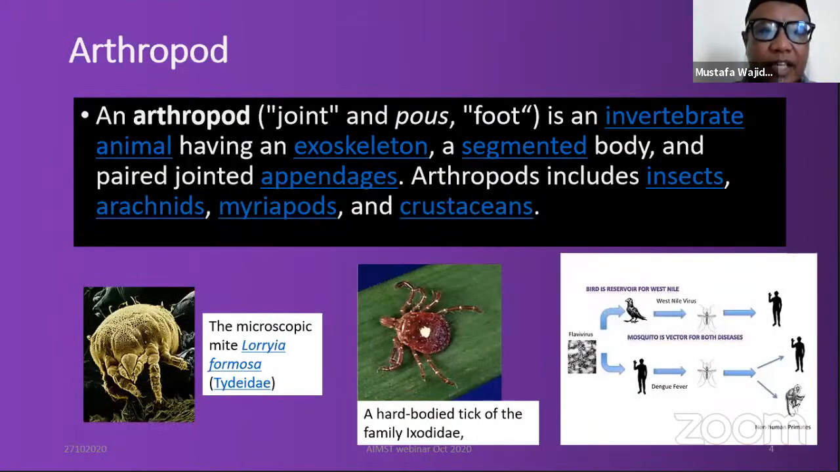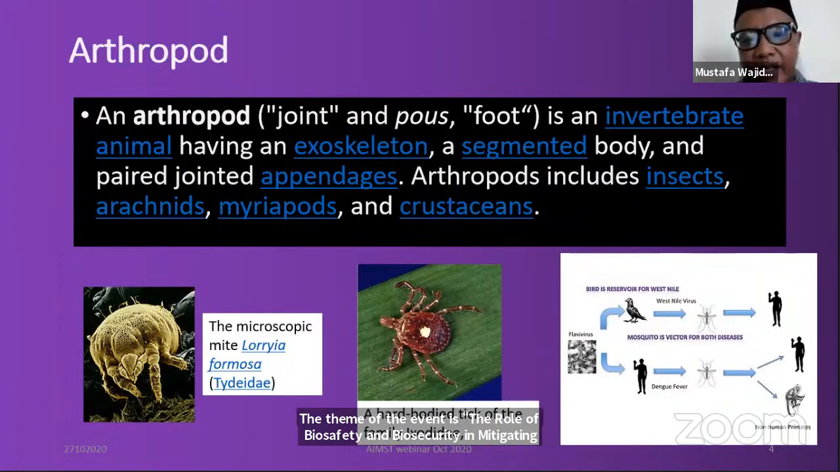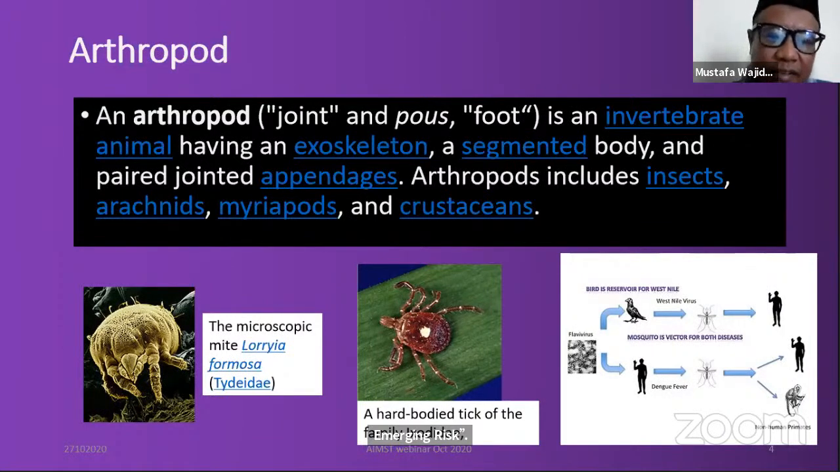Just to define arthropods for those of you who are not so familiar, an arthropod is an invertebrate animal, usually having an exoskeleton, and its body is segmented. And it has jointed appendages, so its legs, for example, are jointed. So that's a brief introduction. During the daytime, perhaps we are in contact with houseflies, or in the evenings or at night, the mosquito that bites us and upsets our sleeping patterns.